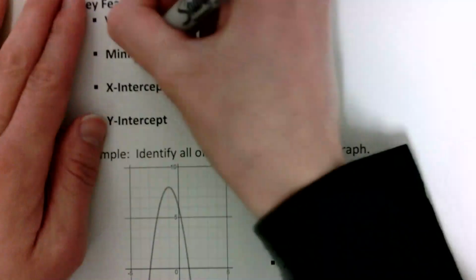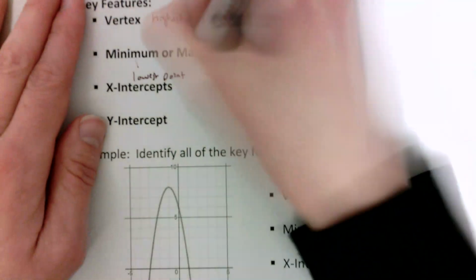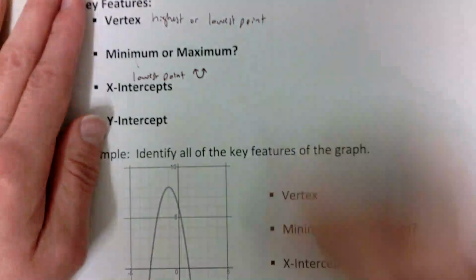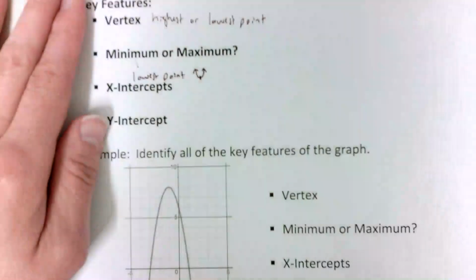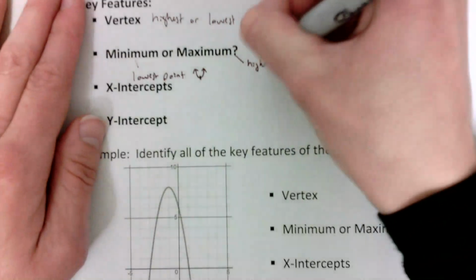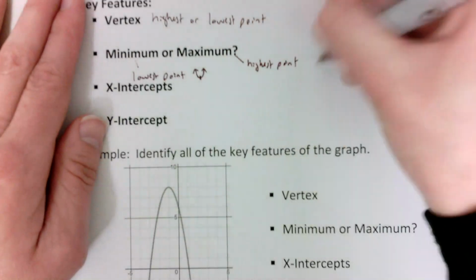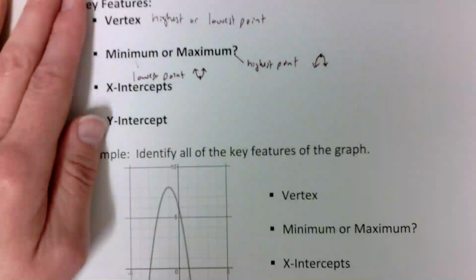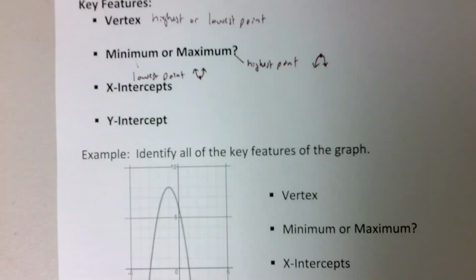Well, it's a minimum if it has a lowest point, which means your graph would have to look something like that in terms of its shape, and this would be your minimum. It's a maximum if your graph has a highest point, and your graph would be something shaped like this, where it's got a top point. Okay, so those are really easy to figure out.